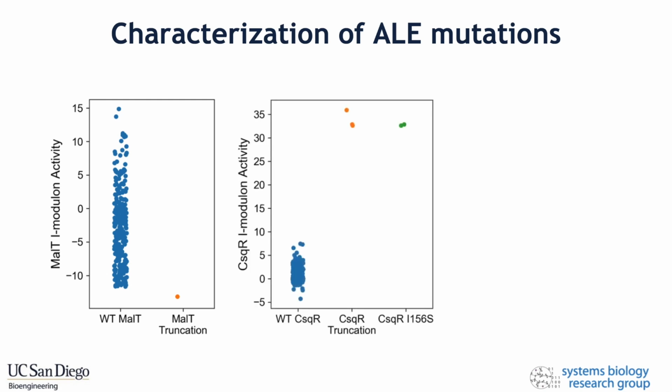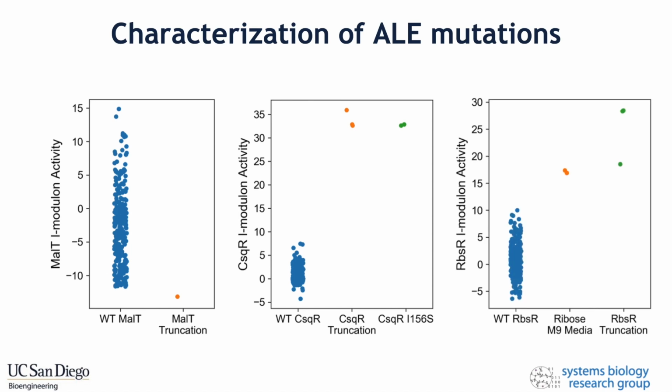In another example, there are 2 instances of mutations in CSQR in our database. One mutation results in the truncation of the transcription factor, and another mutation is a SNP. Both mutations increase the iModulon activity of the regulated genes. Since CSQR is a carbon source uptake repressor, we can see that both of these mutations deactivate CSQR and prevent it from binding and repressing its target genes.